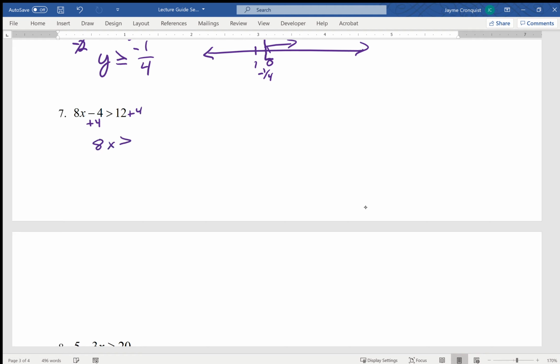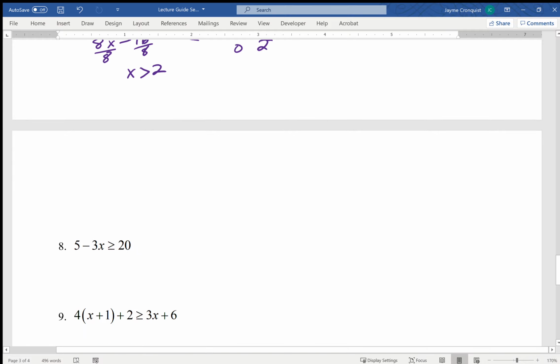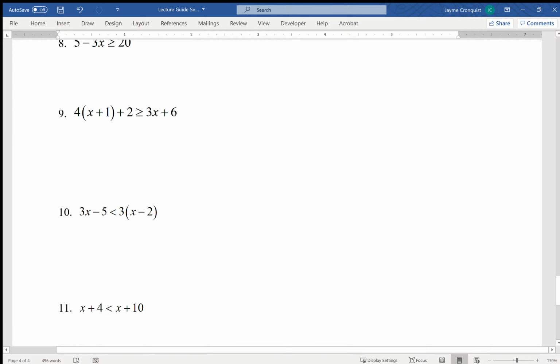All right, now I add 4. 8x is greater than 16. I divide by 8. It's not negative, so I can do that without any problem. X is greater than 2. 0, 1, 2. X is greater than, so I open upwards with an open parenthesis because there is no equal to.